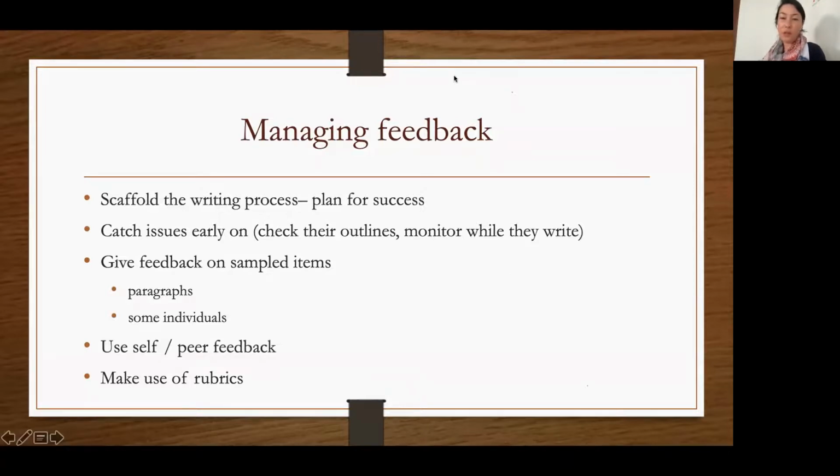When you're working with your learners, Frederick, I'll be right back for you. You want to make sure that you catch issues early on. So while you're scaffolding the writing process, you want to look at students' outlines, catching mistakes there. And even while they're writing, I usually walk around, not the whole time, and glance over students' shoulders to make sure they're on track. For example, I look at their introduction and make sure there is actually a thesis statement. Or if I see a student who's just sitting there not doing anything, I go over and help them.